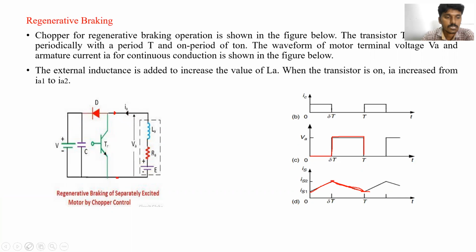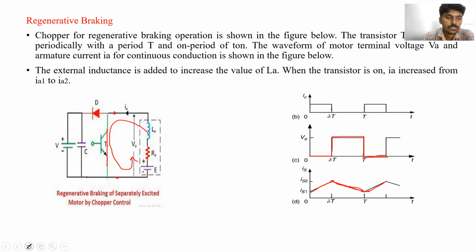Again, when the switch is turned on, what will happen? Again, the cycle is repeated. Switch turned on means it will act as a closed circuit. So again, the output voltage becomes zero, and again the current is going to increase from the minimum value to the maximum value.